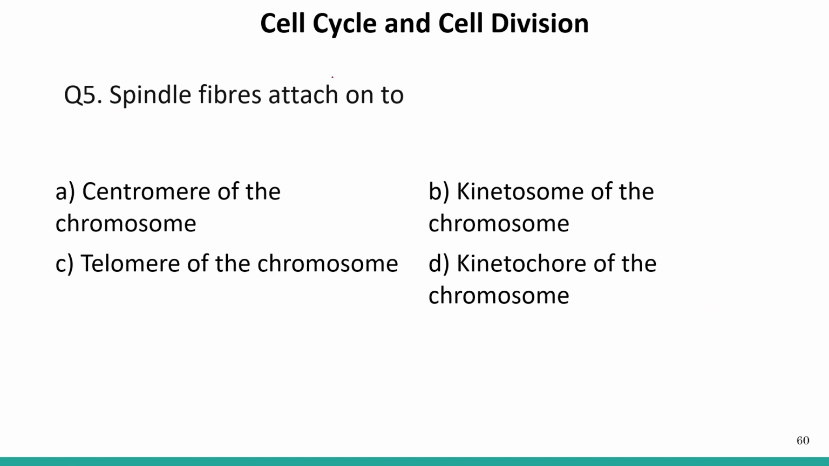Now the next question is: spindle fibers attach on what? Again, this is a similar question, but I have included it because the options are different. These are our options: centromere of the chromosome, kinetosome of the chromosome, telomere of the chromosome, and kinetochore of the chromosome. So the answer should be option D. Spindle fibers attach to the kinetochore of the chromosomes.